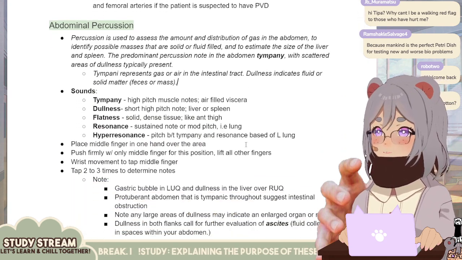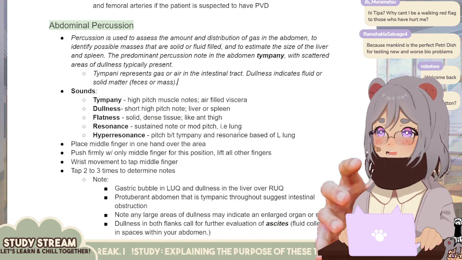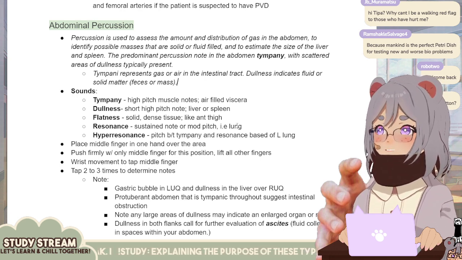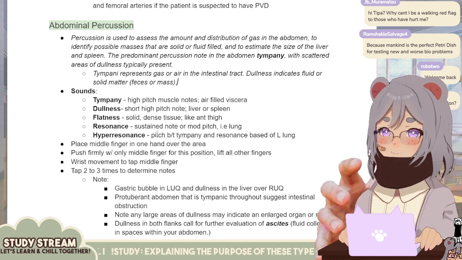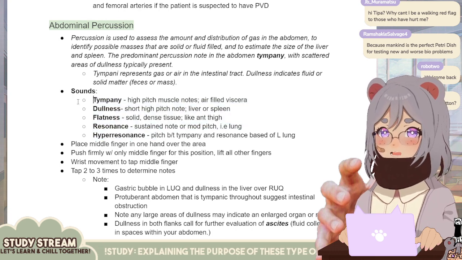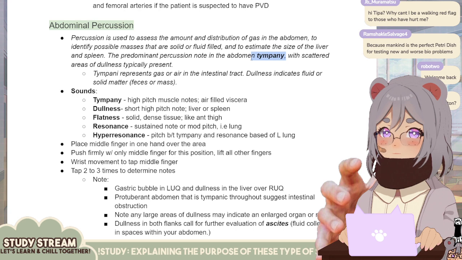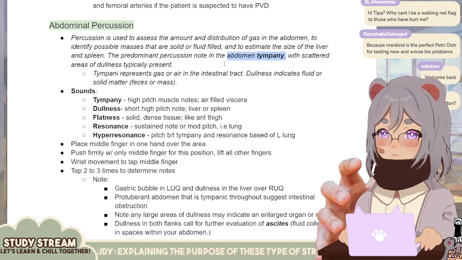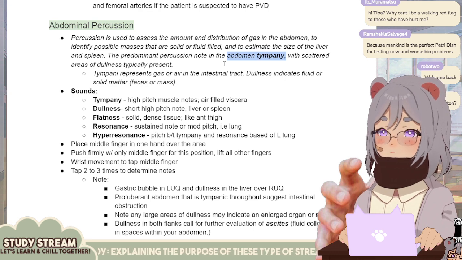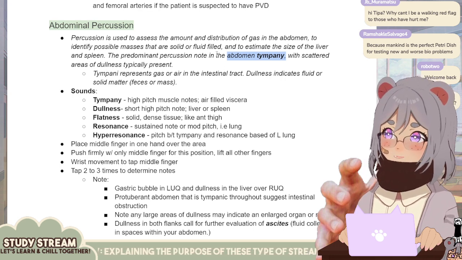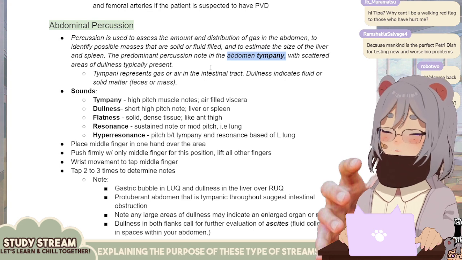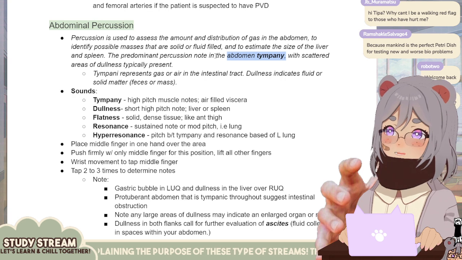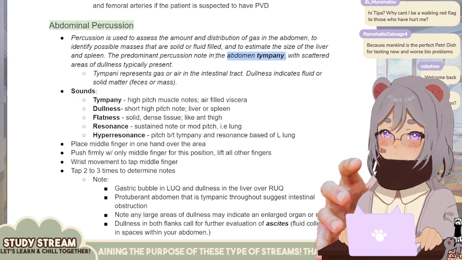Percussion! Same thing with the lungs, where we said it should be resonant sounding the whole way. The abdominal percussion is a little bit different. You're going to have the same different sounds, but for the most part, your tummy and abdominal area should sound like a timpani, which we said was like high-pitched muscle notes with air-filled viscera and organs. The only time you should hear a different sound is if you're hitting on bone, like a flat bone, maybe you hit the rib for some reason, or if you're hitting over the liver, where you should hear a dullness sound.